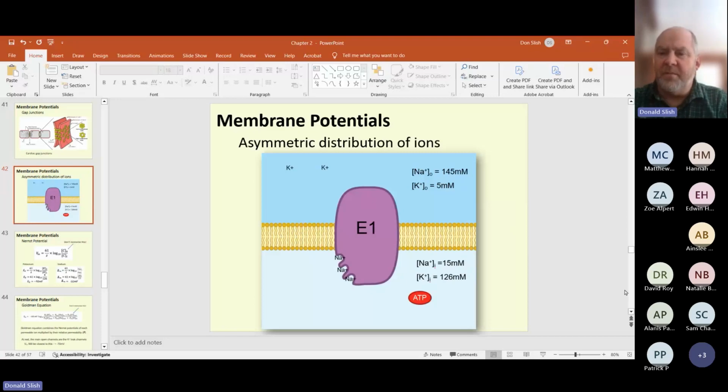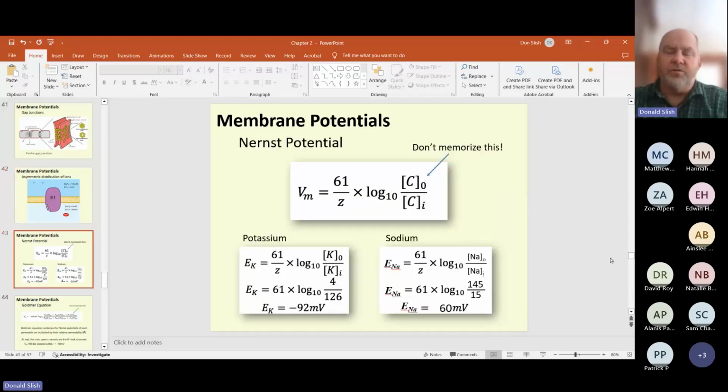So what does that mean? That means that for each of these ions, there's going to be a driving force for it to go across the membrane. So you've got a chemical driving force for sodium to come in and a chemical driving force for potassium to go out. The chemical driving force is basically just because you've got a higher concentration of it on the outside, it's got a driving force to come in.